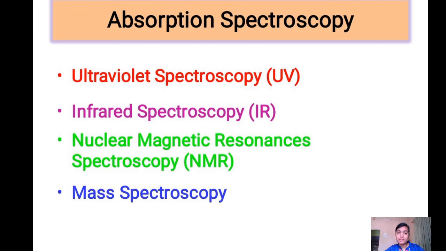Therefore, these three types of excitations are present in UV spectroscopy, and UV spectra are broad. This is the main reason for the broadening of UV spectra: the presence of all three types of excitations. So, depending upon the source used, there are the following types of spectroscopy: ultraviolet spectroscopy, infrared spectroscopy, nuclear magnetic resonance spectroscopy, and mass spectroscopy. These are all absorption spectroscopies.